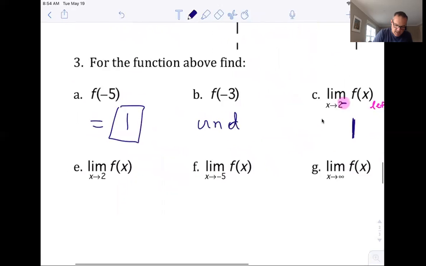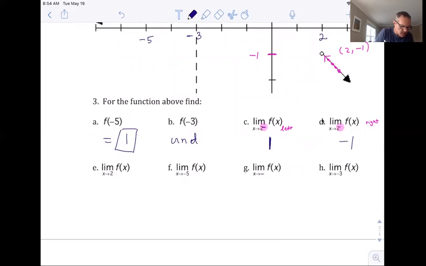Does the limit exist at 2? Well, no, because the left-hand limit doesn't equal the right-hand limit. So we say the limit does not exist.